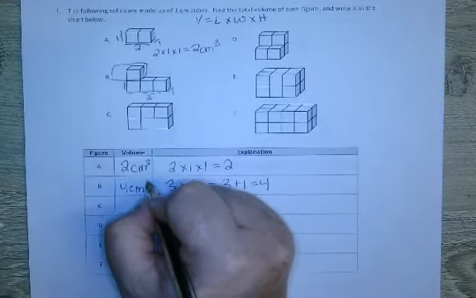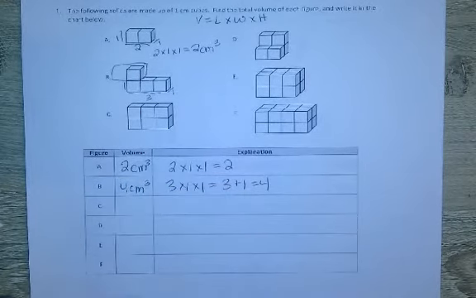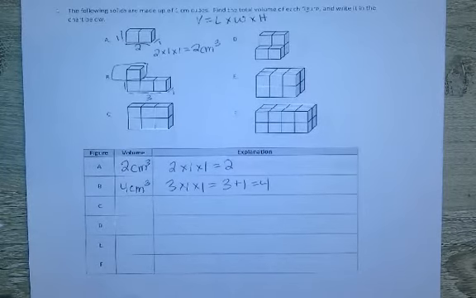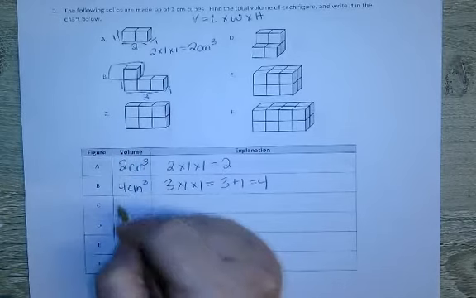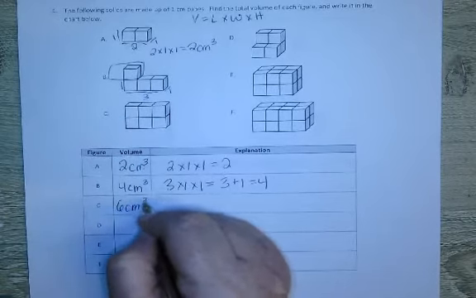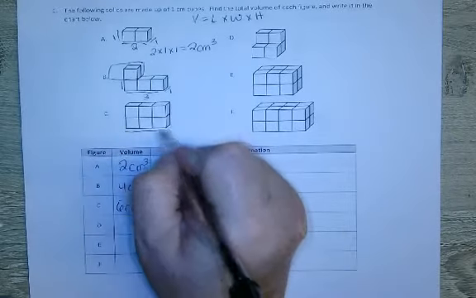So 4 centimeters cubed. Now what we practiced yesterday was that we could also just count the blocks. If you can see them all, then you can just count them. So 1, 2, 3, 4, 5, 6 centimeters cubed. And let's see if our math is right.